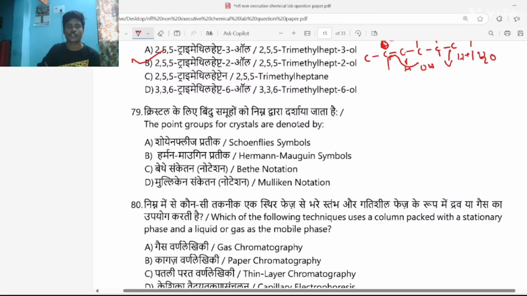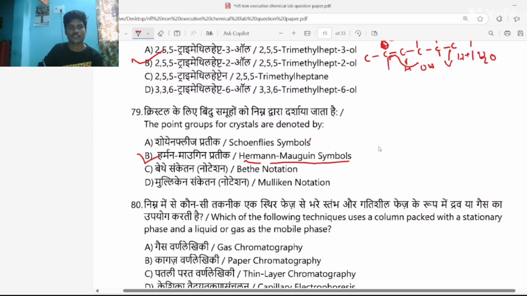Hermann-Mauguin symbols. Yes, we use Hermann-Mauguin notation for the crystals, the point group of crystals. Option B is the correct answer. Here it is also option B, right?